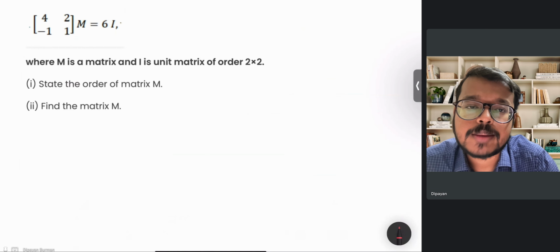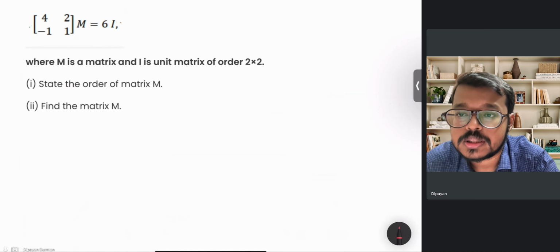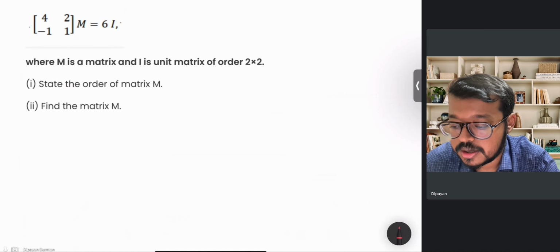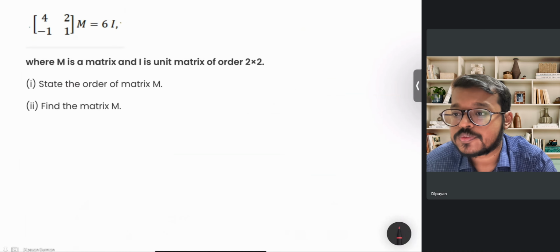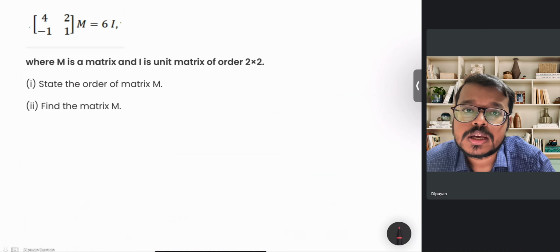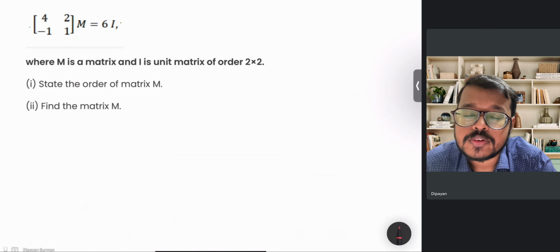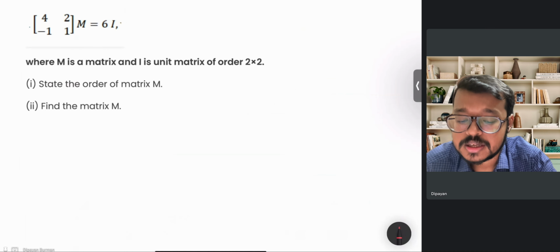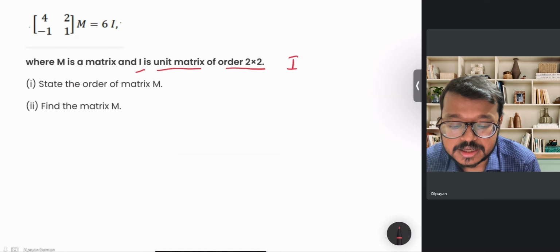One important type of questions asked from matrices is the one that we see over here. One matrix is given, this 2 by 2 matrix, 4, 2, minus 1 and 1, multiplied by some matrix M will give us 6 times I, where I is a unit matrix of order 2 by 2. So we know that I will be this matrix 1, 0, 0, 1.